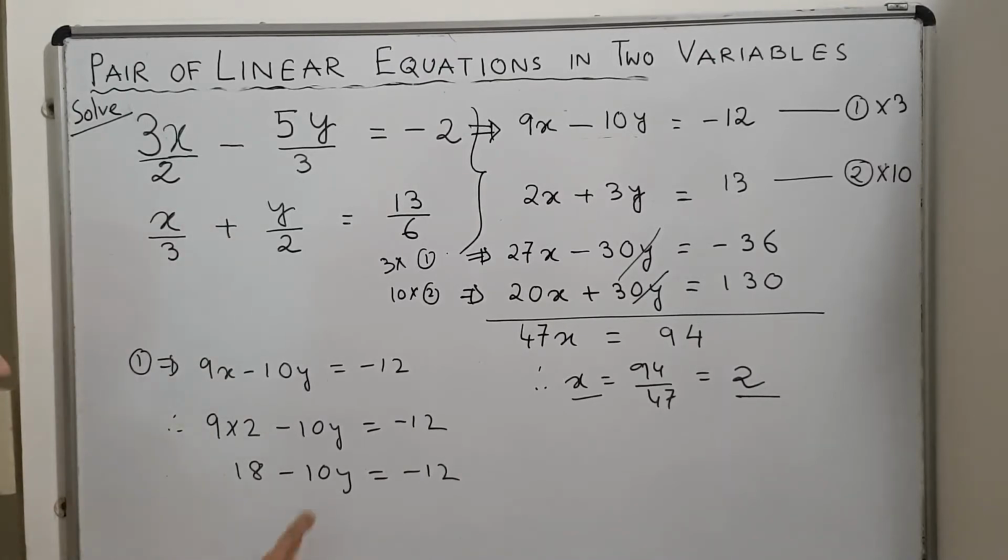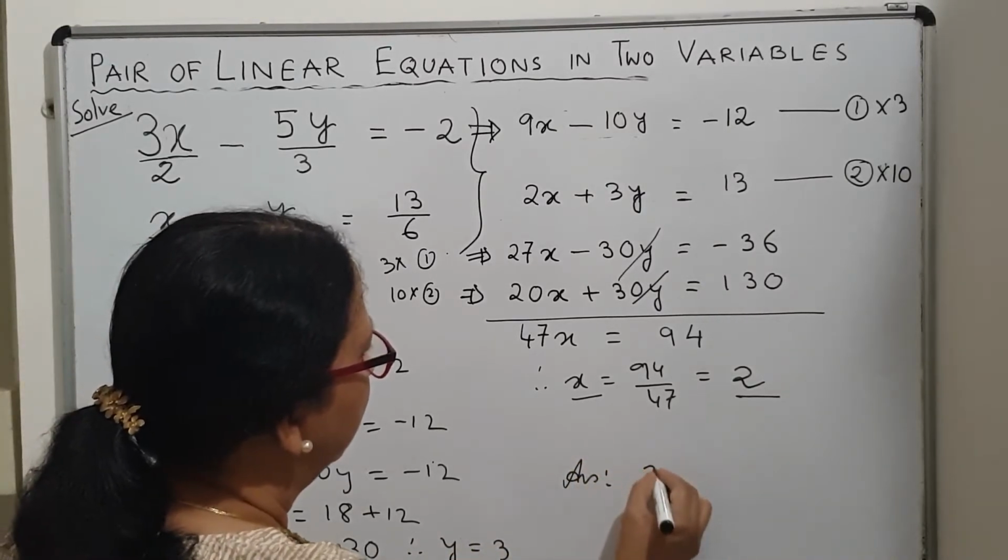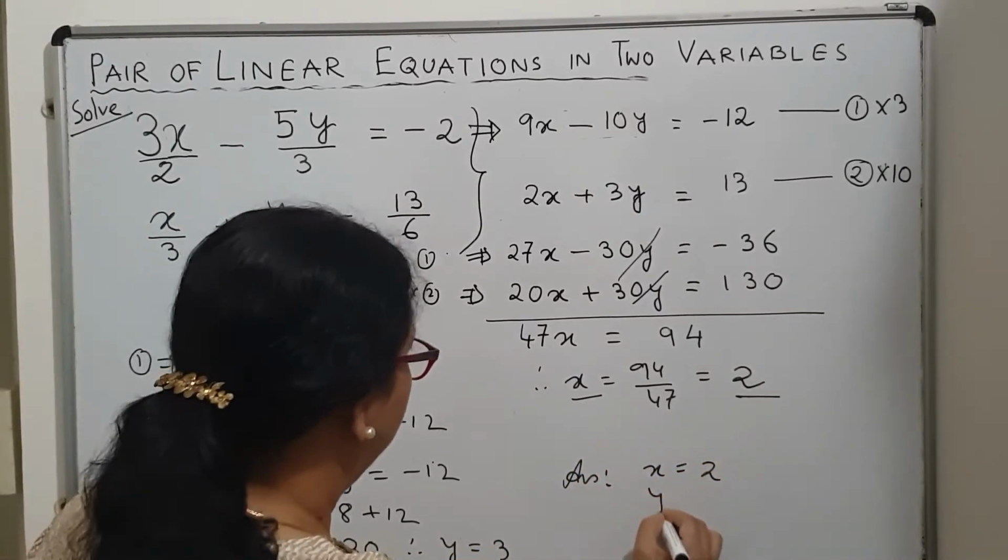Now what to do? To make 10y positive, I'll take it to the other side, so it will become positive. So 10y, and it will come to that side, and this will become plus. So 18 plus 12, so 10y is equal to 30. Therefore y is equal to 3. So your answer, the solutions, are x is equal to 2 and y is equal to 3.